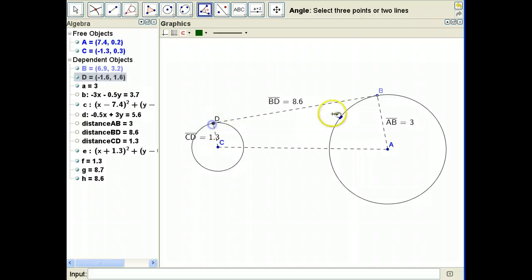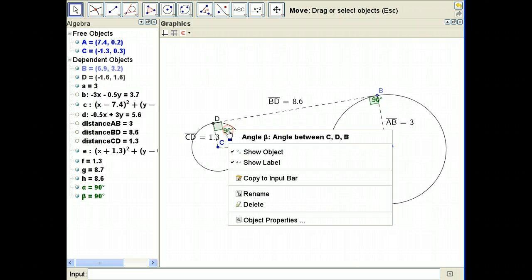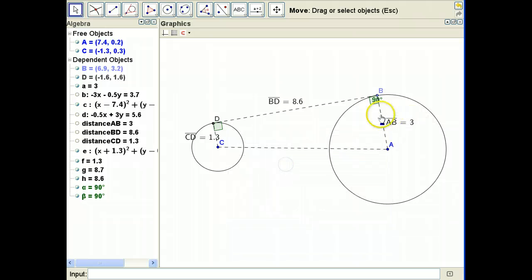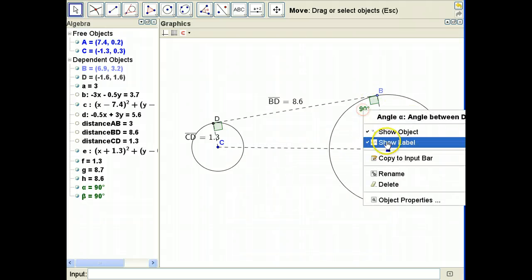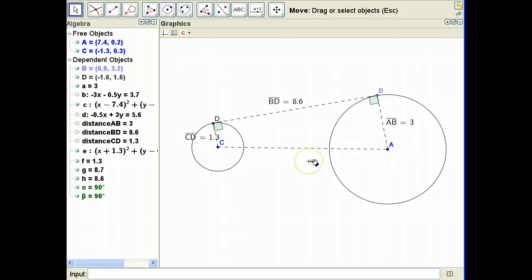So we can measure angle B here, and there's the 90 degrees, and then you would also get this D is 90 degrees, and they have to be 90 degrees because they are tangents. Tangents are perpendicular to the radii. Let's clean this up a little bit. Okay, now we're ready to tackle the problem here.